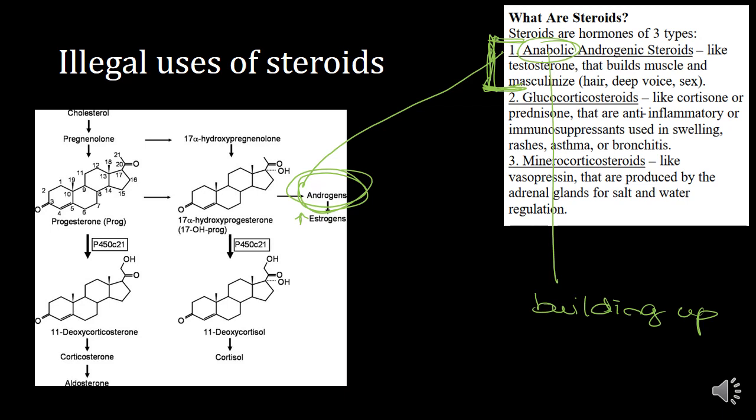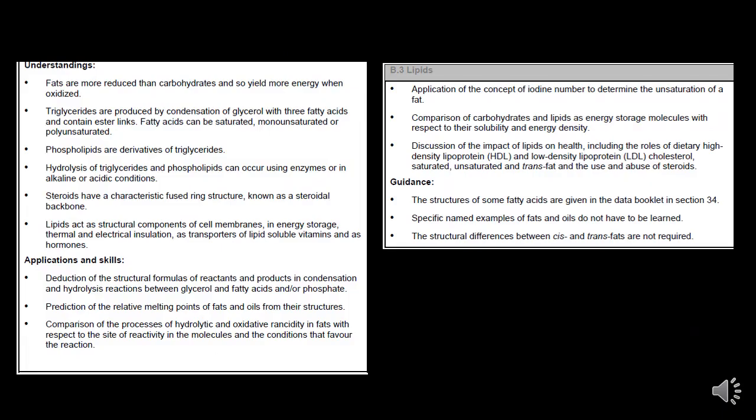So steroids can be found using a blood test. One question I want you to write down and think about: why can't steroids be found with a urine test? So why can't I find steroids using a urine test? Can you please write down that question and we'll discuss it in our Zoom session next time.